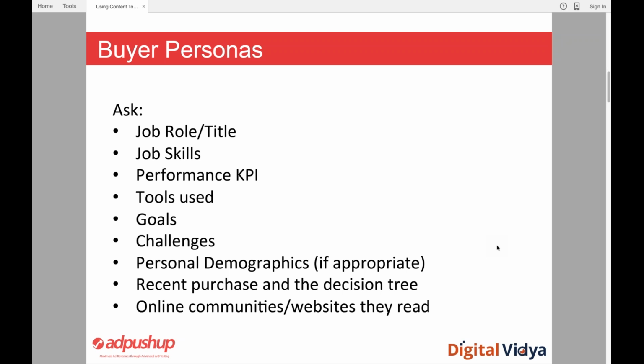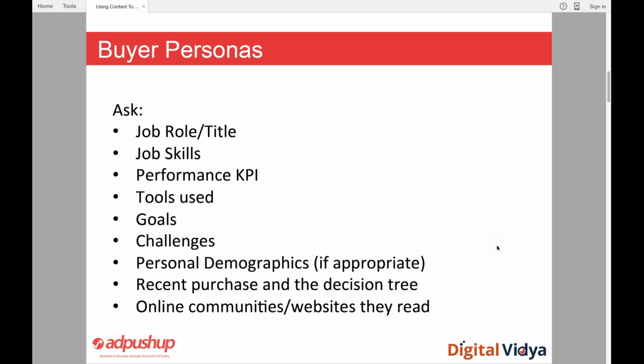So you need to talk to these buyers about their job role, their titles, their job skills, and their internal performance KPI. This will not only help you in your content, but probably also help improve your services and products. So you can understand what performance their company is internally measuring them with, and tie this up to your services or product and your content.